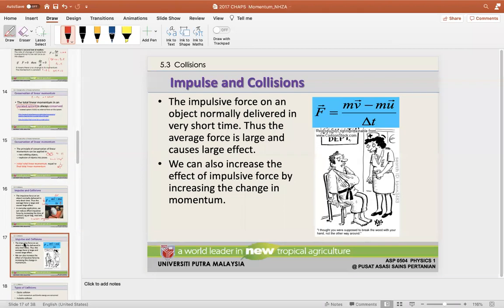Okay, next one. The impulsive force on an object is normally delivered in a very short time, thus the average force is large, and we can increase the effect of impulsive force by increasing the change in momentum. Apart from changing the time, we can also increase the change in momentum. I don't think we have an example for that. I think it's just increasing the final speed. Increase the final speed, and you will get an increase in the change in momentum.